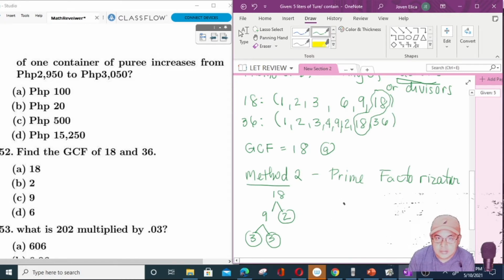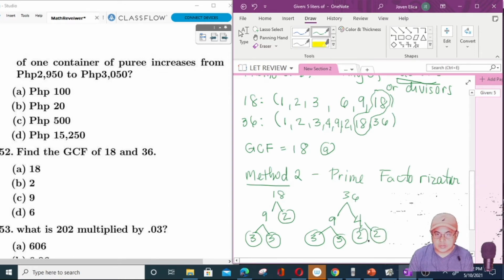And then 36. 36 is 9 times 4. Again, 9 is still factorable. 3 times 3 is 9. Then we close. It's already 3 and 3 is a prime factor. 4, 2 times 2 is 4. And 2 is a prime factor. Okay, so therefore, the GCF, or the greatest common factor of these two numbers, will be 18.